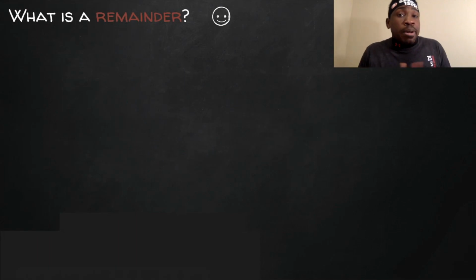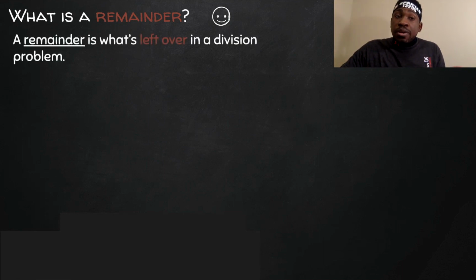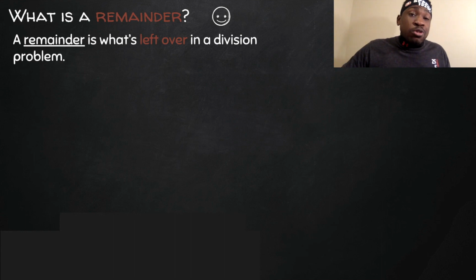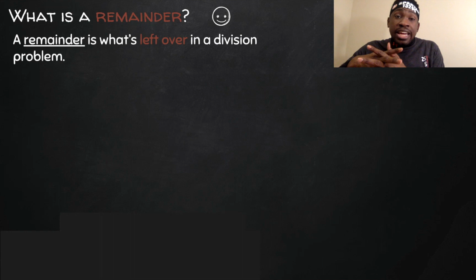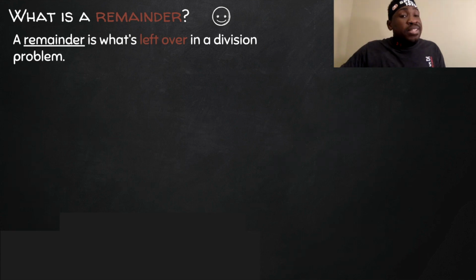All right, now some of you probably heard the word remainder before, okay? So what is a remainder? A remainder is what's left over in a division problem. Now, you're not always going to have a remainder in a problem. Like for example, in the last problem we just did, we had 8 apples, we split them into 4 days, and each day had 2 apples. It was a perfect fit, okay? This example we're going to look at, you're going to see that there is a remainder, and that's going to happen sometimes.